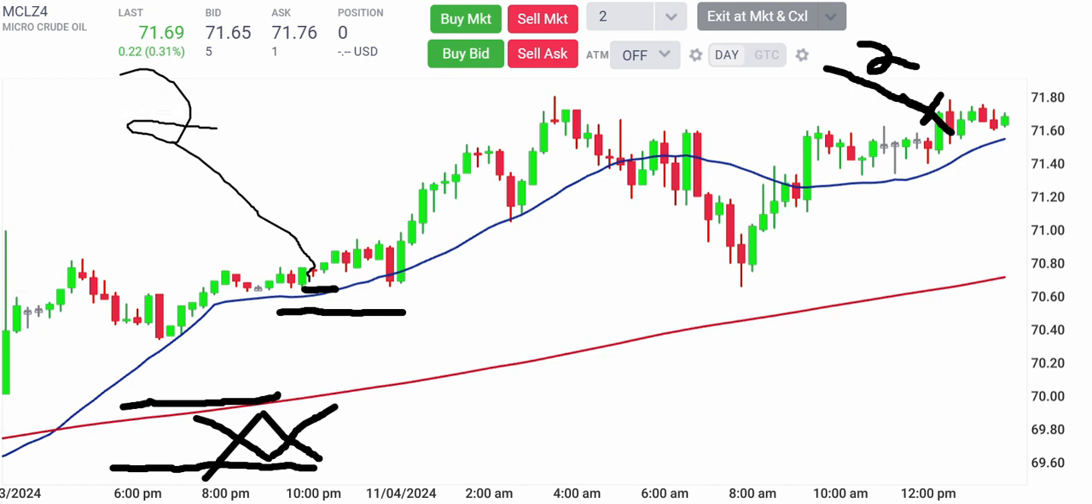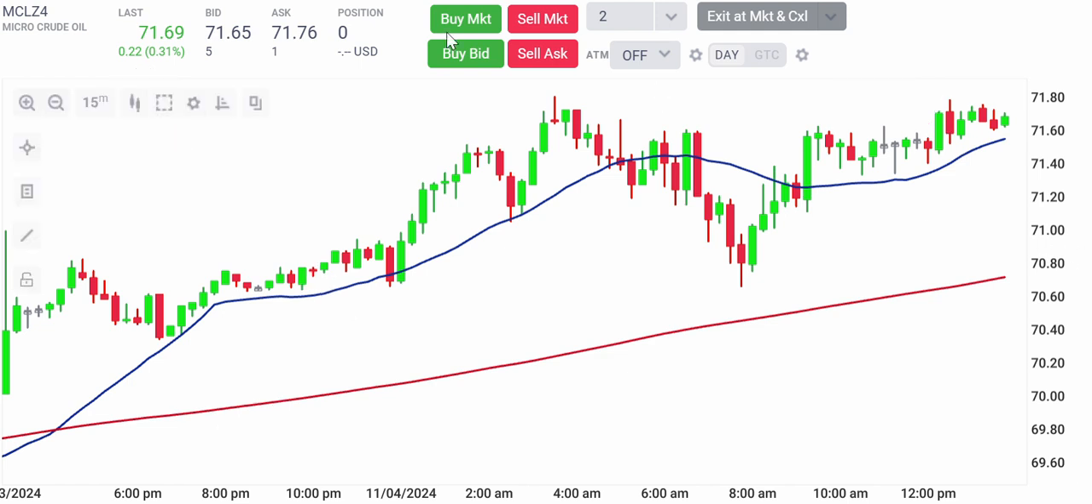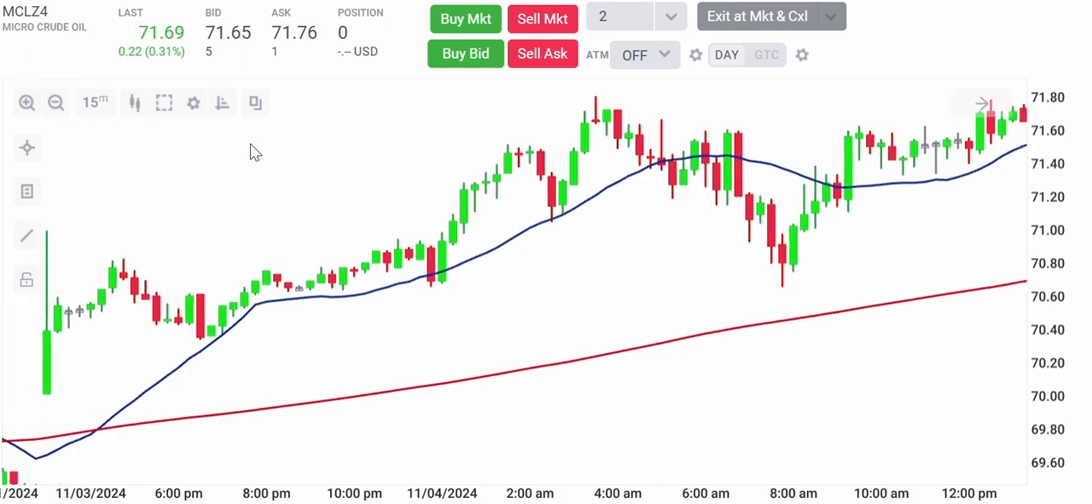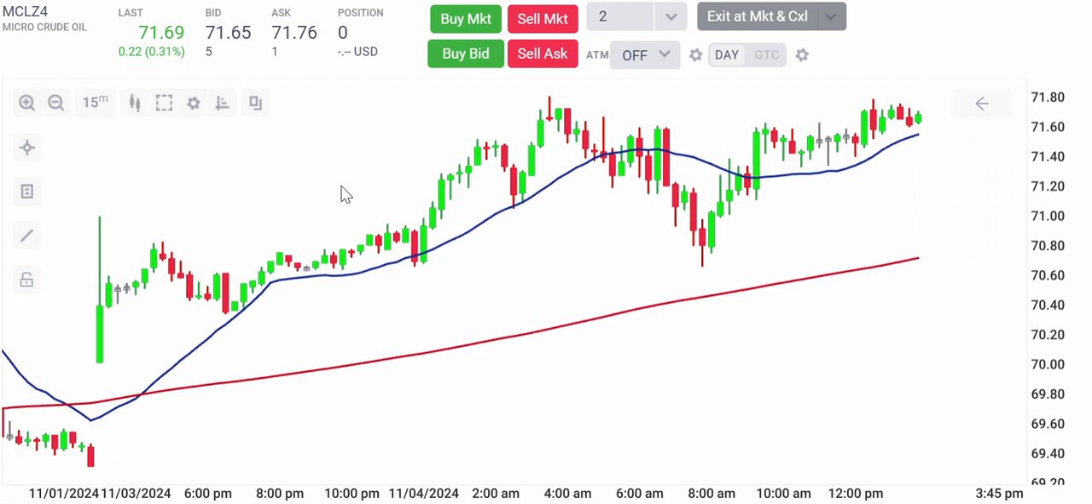Again, this is a chart of Micro Crude Oil, 15-minute chart, and this has been a review of how, if you would have traded this market today, this is how you would have made money. So let me just do it one more time here, okay? One last time.